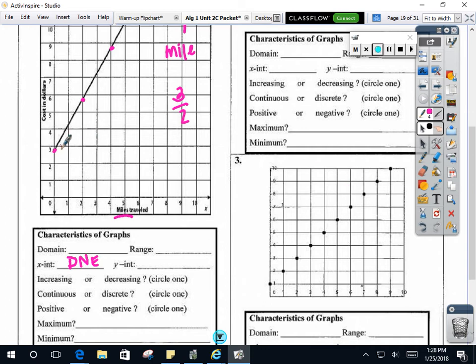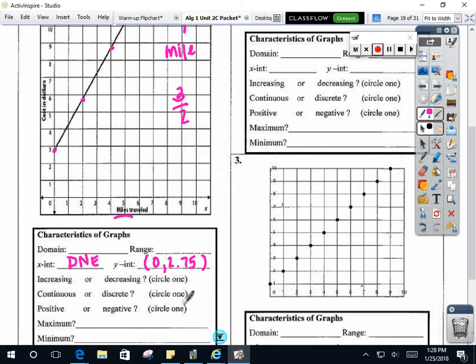Right here is where it hits the y-axis, and what are the coordinates of that point? 0, 2.75. The x value is 0, the y value is 2.75. Because that's the starting point, that's what you have to pay just to get a ride in the taxi. And then from there, it just goes up depending on how many miles you ride in it, correct?